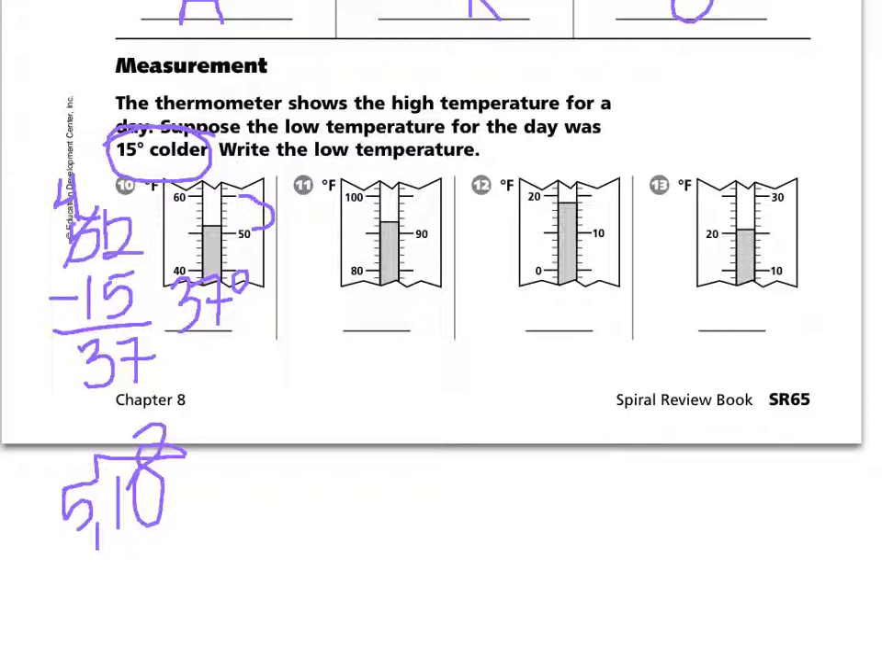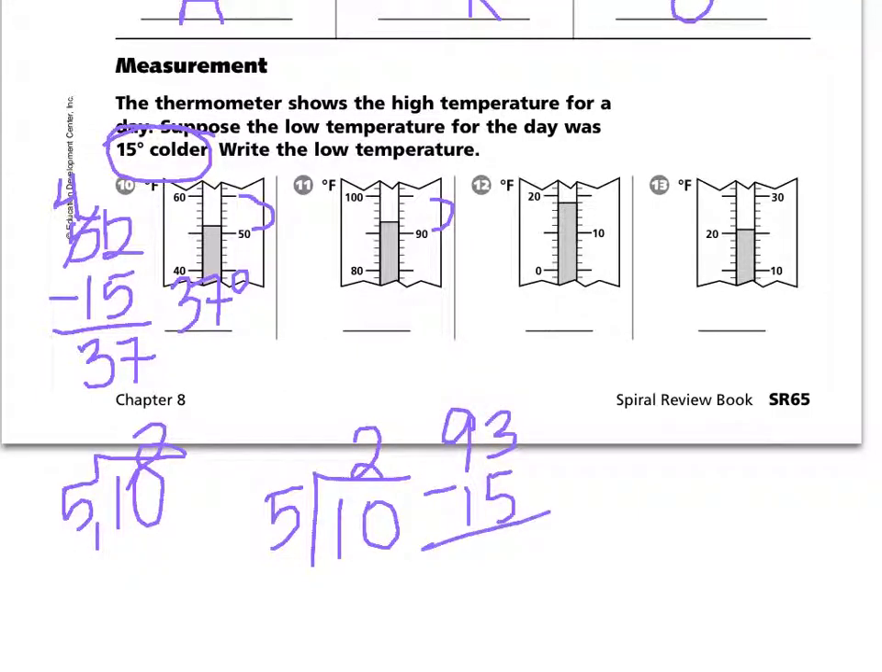For number 11, do the same thing. Between 90 and 100, there's 10 degrees. It's cut up into 5 pieces, which means that each tally mark represents 2. Looking at this, I know it's 90 plus 2, and then it's plus 1, so it's 93 degrees. So I'm going to take 93 degrees and subtract 15 to get the cooler temperature. And I know that my final answer is going to be 78 degrees.